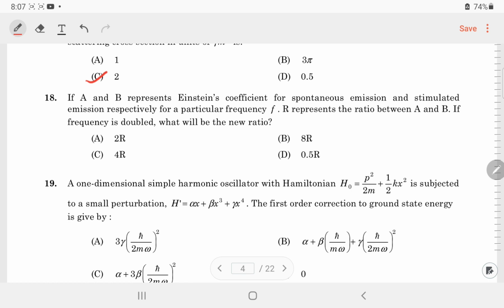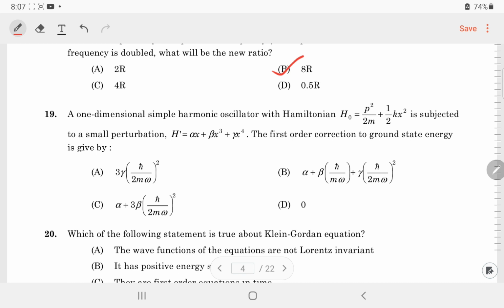Question number 18. If A and B represent the Einstein coefficients for spontaneous emission and stimulated emission respectively for a particular frequency f, and R represents the ratio between A and B, if the frequency is doubled, what will be the new ratio? The answer is option B, that is 8R.